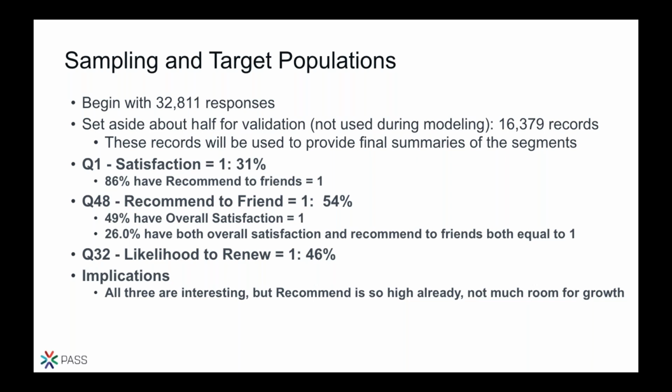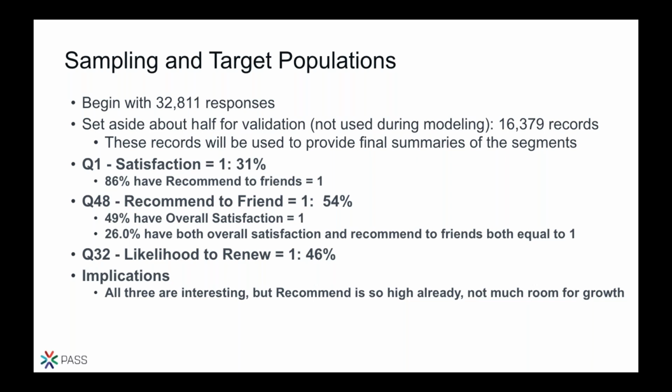One of the interesting things is recommend to a friend, which was question 48. Of the 31% who said satisfaction equals 1, 86% of those would also recommend the why to a friend. So a very strong correlation between those two questions. Likelihood to renew is another of the interesting questions, and 46% of the responders said likely to renew was equal to 1. They're highly likely to renew.